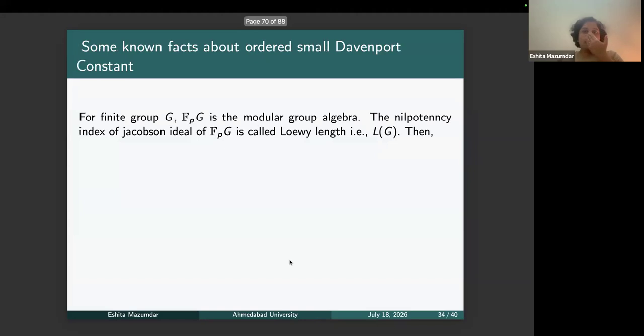Okay, so now you can see that I have introduced an ordered version of the small Davenport constant, and let's see what we can conclude from here.